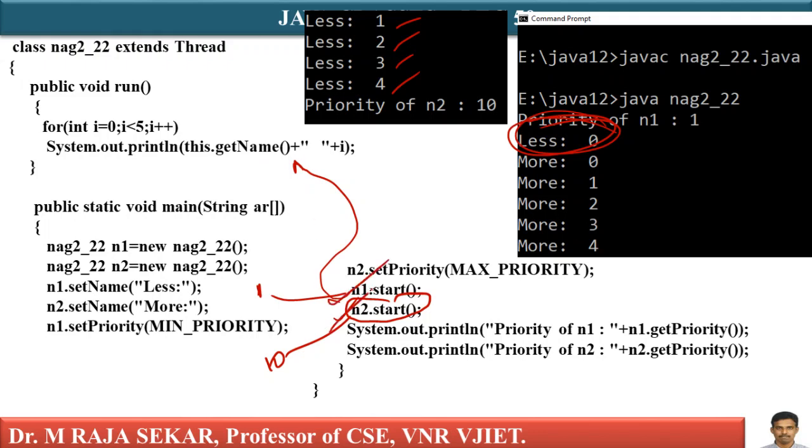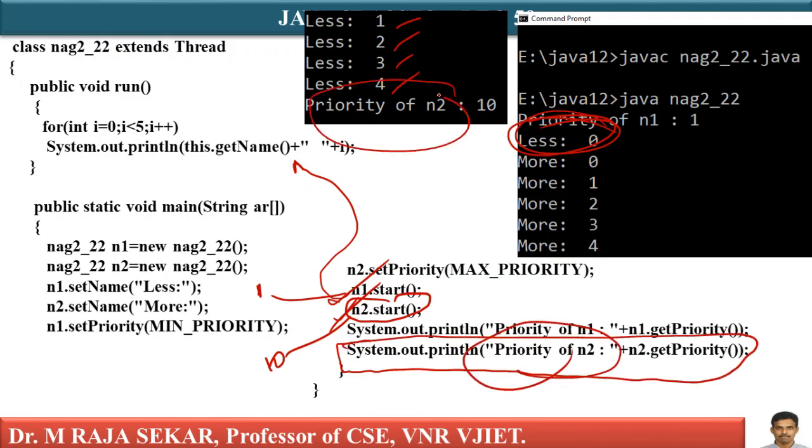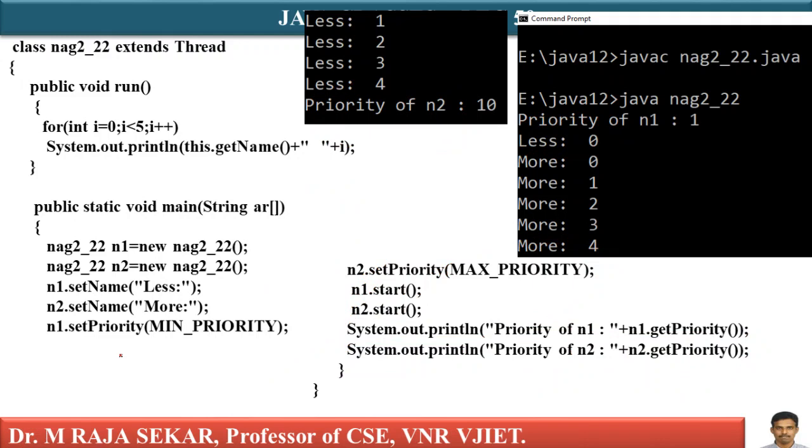After executing these two threads, now my last statement is System.out.println priority of N2. N2.getPriority. What is the priority of N2? N2.setPriority is 10. Therefore, N2.getPriority is 10. Therefore, priority of N2 equal 10.